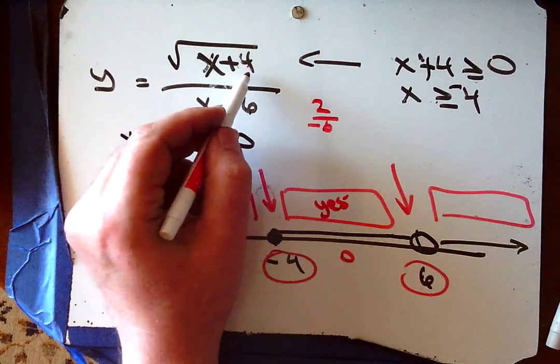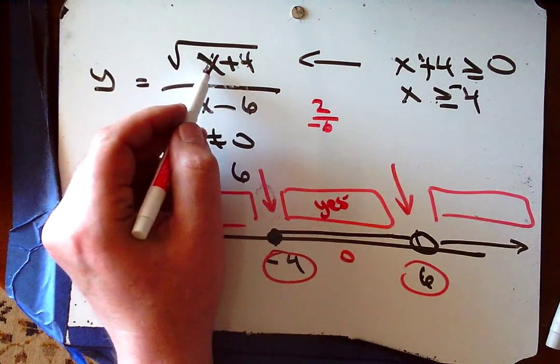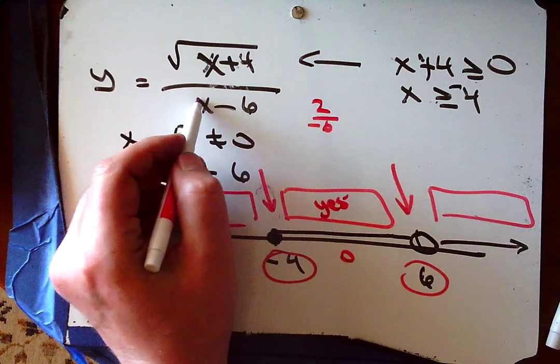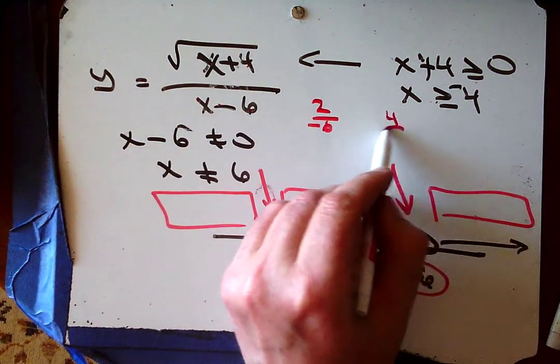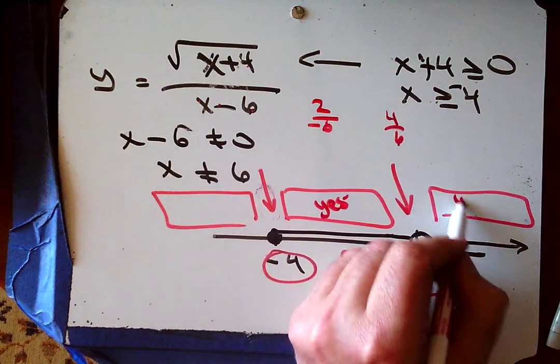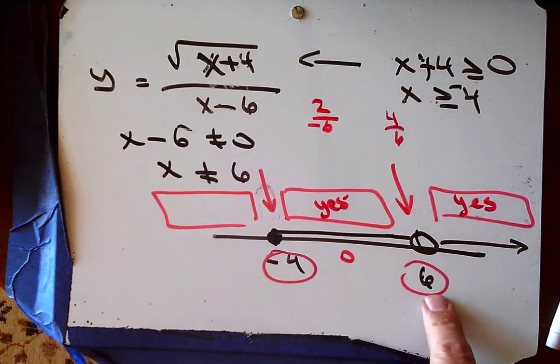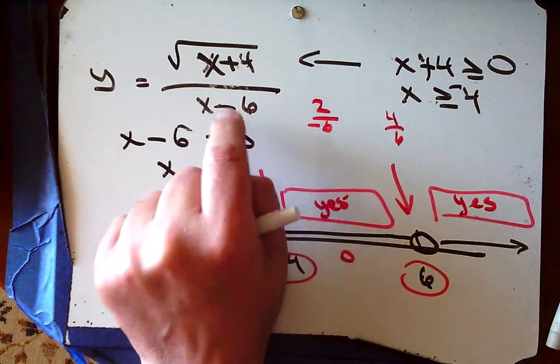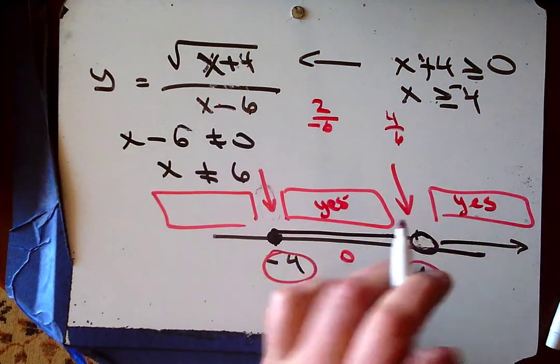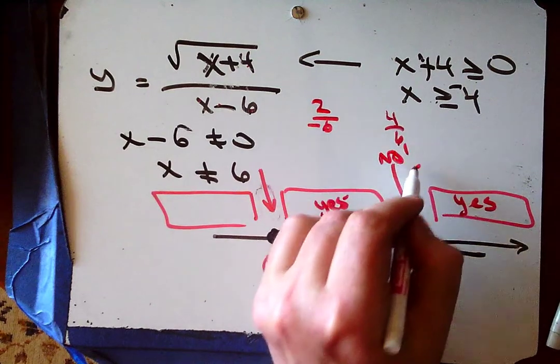12 plus 4 is 16. Square root of 16 is 4. 12 minus 6 is 6. So I end up with 4 over 6. Yeah, that's a real number. But if I plug in 6, 6 minus 6, that's 0. I can't have 0 in the denominator. So that's a big old no.